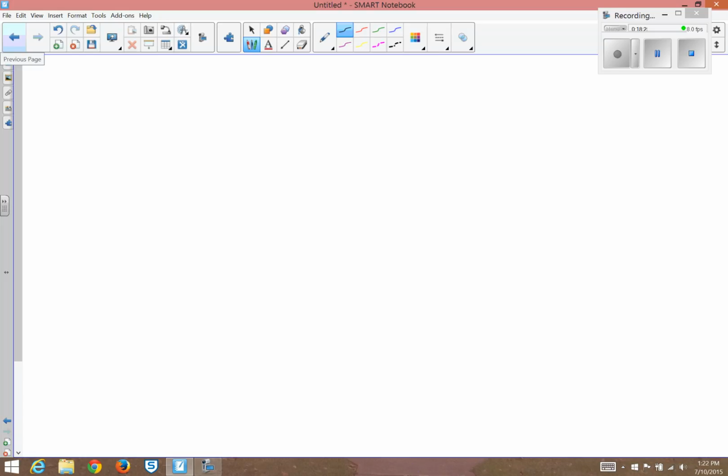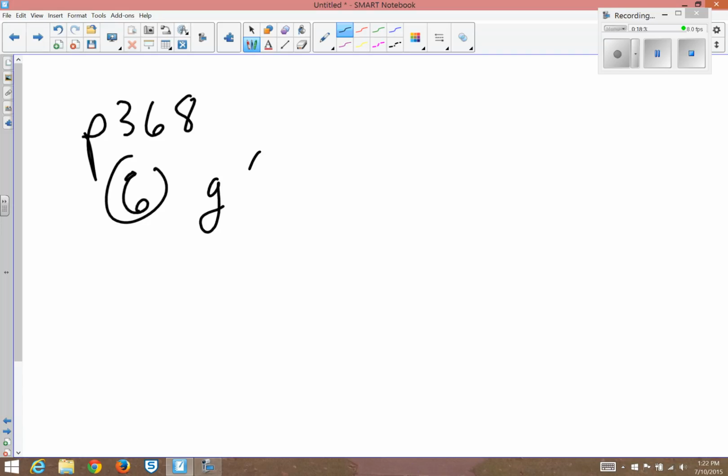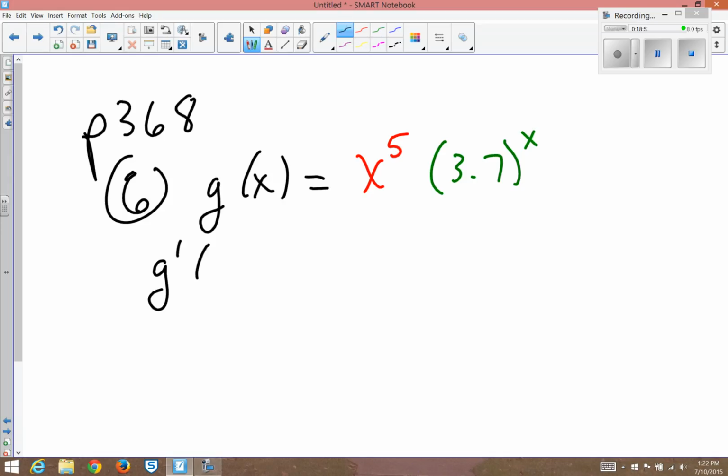So on page 368, exercise 6, g of x equals x to the 5th times 3.7 raised to the x. Directions are differentiate, which means find g prime of x.